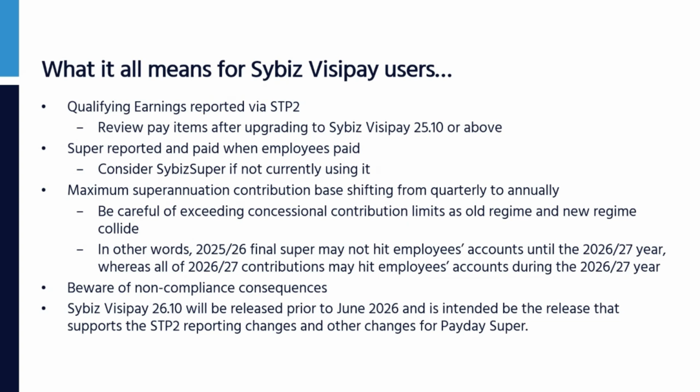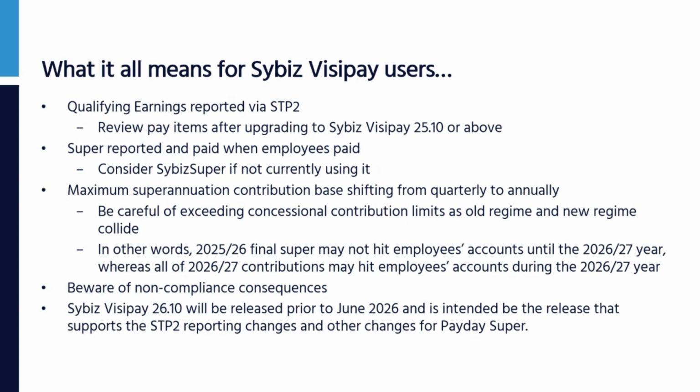And one thing just to be aware of as well, because the old way of doing super is that you have until the 28th day of the month following the end of the quarter, you could have a situation where you're not paying your final contributions, or rather the final contributions for 25-26 won't hit your employee super accounts until the 26-27 year.